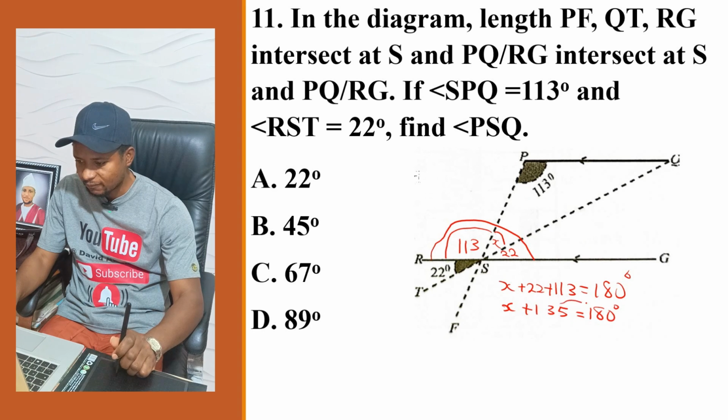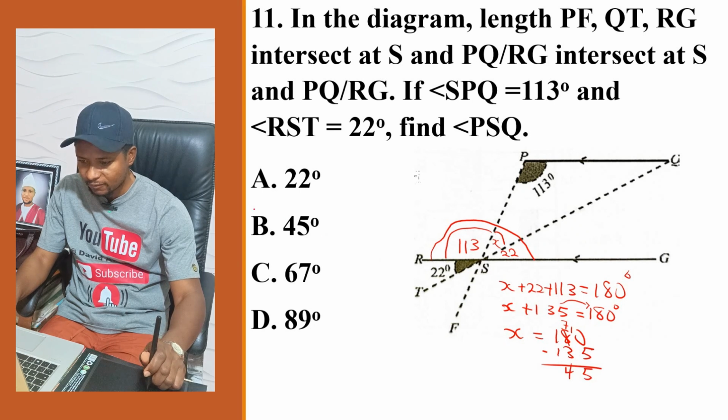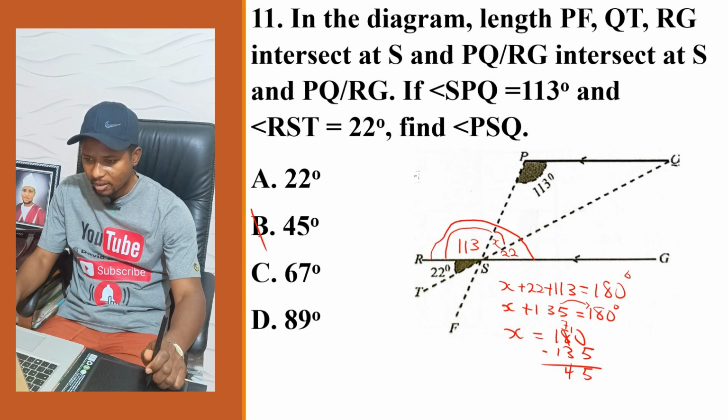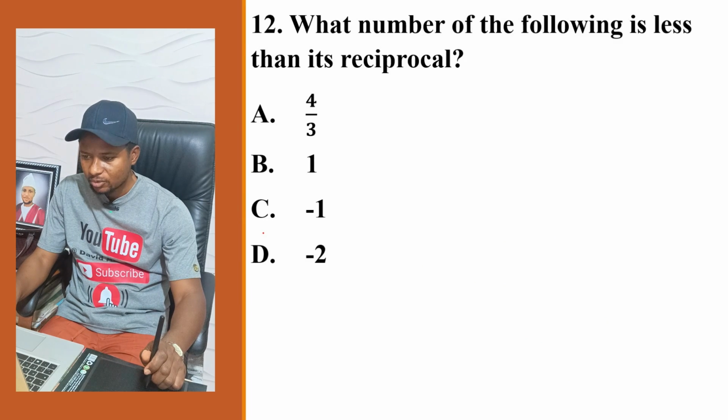Then you move 135 to the other side. So X equal to 180 minus 135, and that will give me 45. So my answer is B.